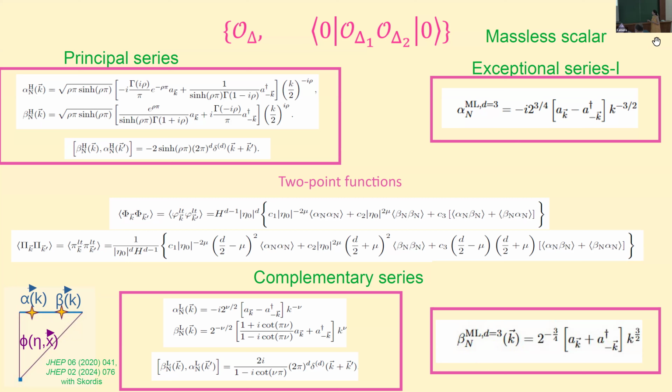The massless scalar, how you treat it depends on the number of dimensions, for reasons that will become clearer and clearer. But we could put one of the two late-time operators into the exceptional series 1 category, because that was the inner product that went with it to normalize it. But the other one was in the complementary series. So this massless scalar case is still puzzling.